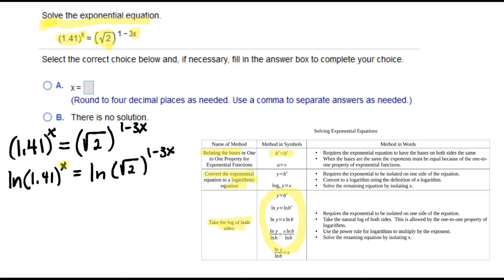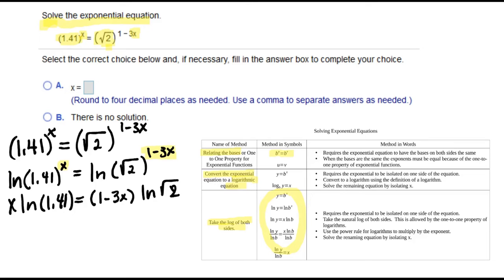So if you have a power on the inside of the log, you're going to be able to pull that power in front of the log or multiply by that power. So I was able to get that variable out of the exponent with the power rule for logarithms. I'm going to do the same thing with the power on the right. Get 1 minus 3x times natural log square root 2.